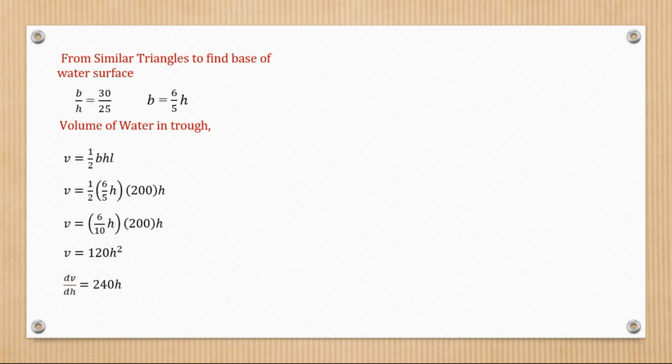Next we can differentiate that to find dV/dh. So dV/dh will be equal to 240h, but h, remember, is 20 centimeters, the height of the water. So plug that in and we shall have 4800.